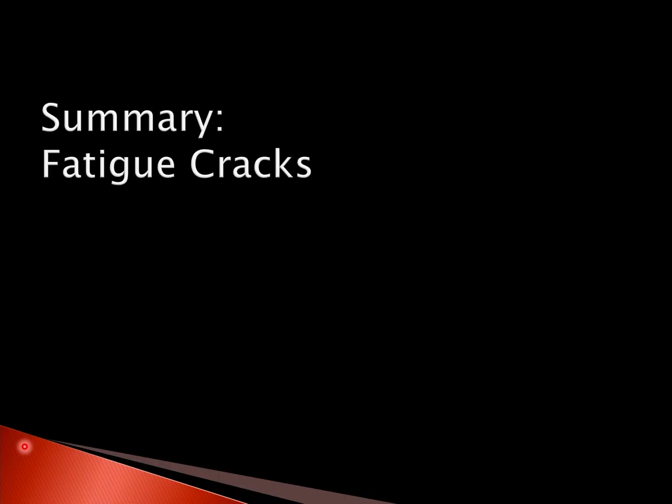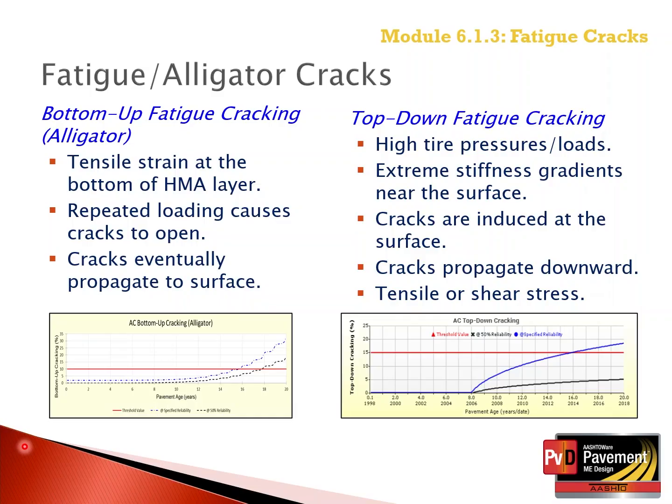So now let's move on to the summary. This section is a summary of the materials presented under this module, Module 613, for fatigue cracking of flexible pavements. In summary, bottom-up fatigue cracks are a result of repeated bending or repeated tensile strains at the bottom of the asphalt layer.